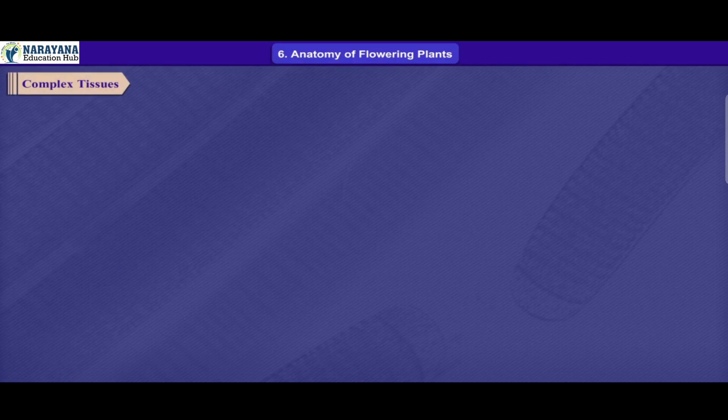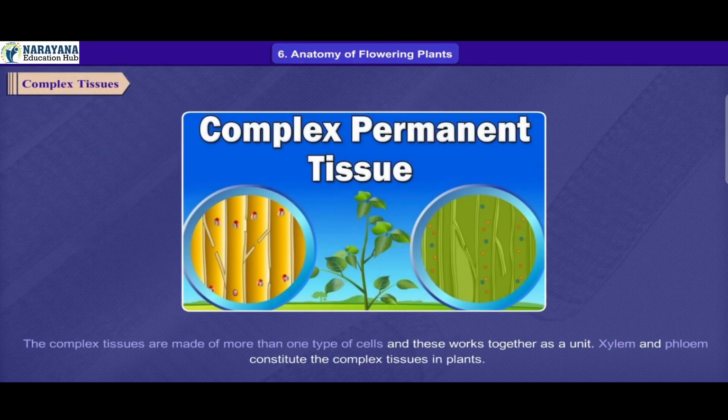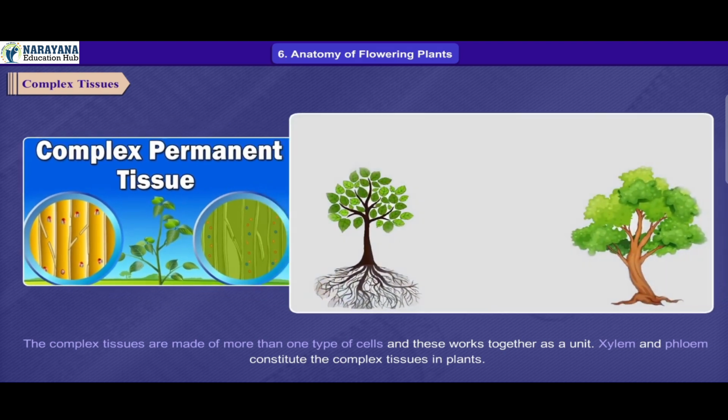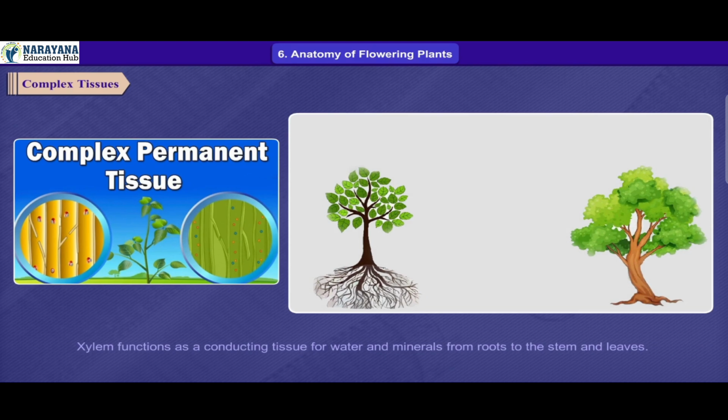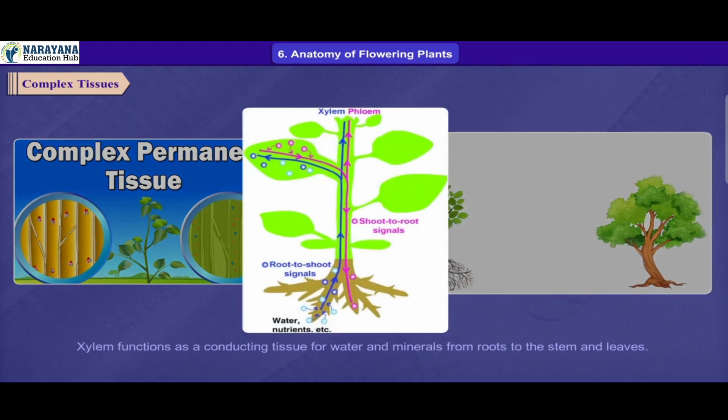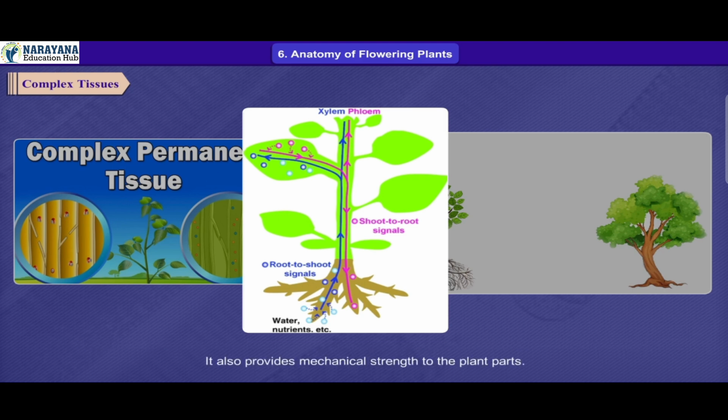Complex tissues. The complex tissues are made of more than one type of cells, and these work together as a unit. Xylem and phloem constitute the complex tissues in plants. Xylem functions as a conducting tissue for water and minerals from roots to the stem and leaves. It also provides mechanical strength to the plant parts.